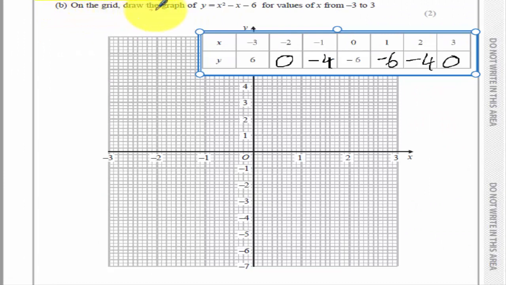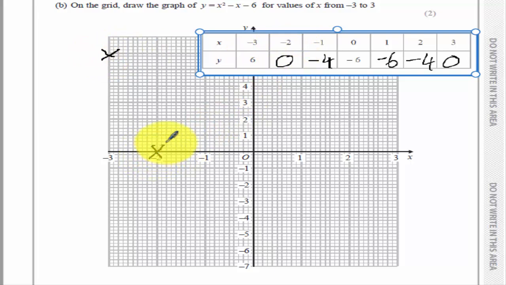Part B, on the grid, draw the graph of y equals x squared minus x minus 6 for values of x from minus 3 to 3. Obviously, you can see your original table of values you've just filled in. I've just copied mine here for reasons of space. So we have to start plotting. Negative 3, 6. That will go there. Negative 2, 0.